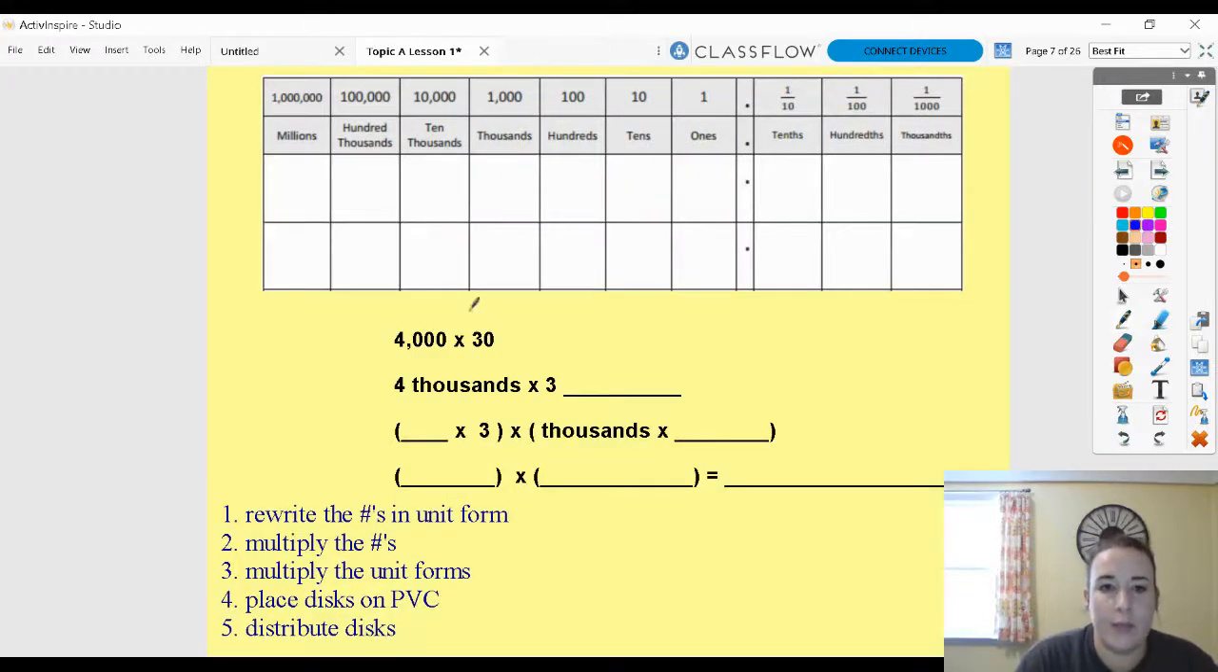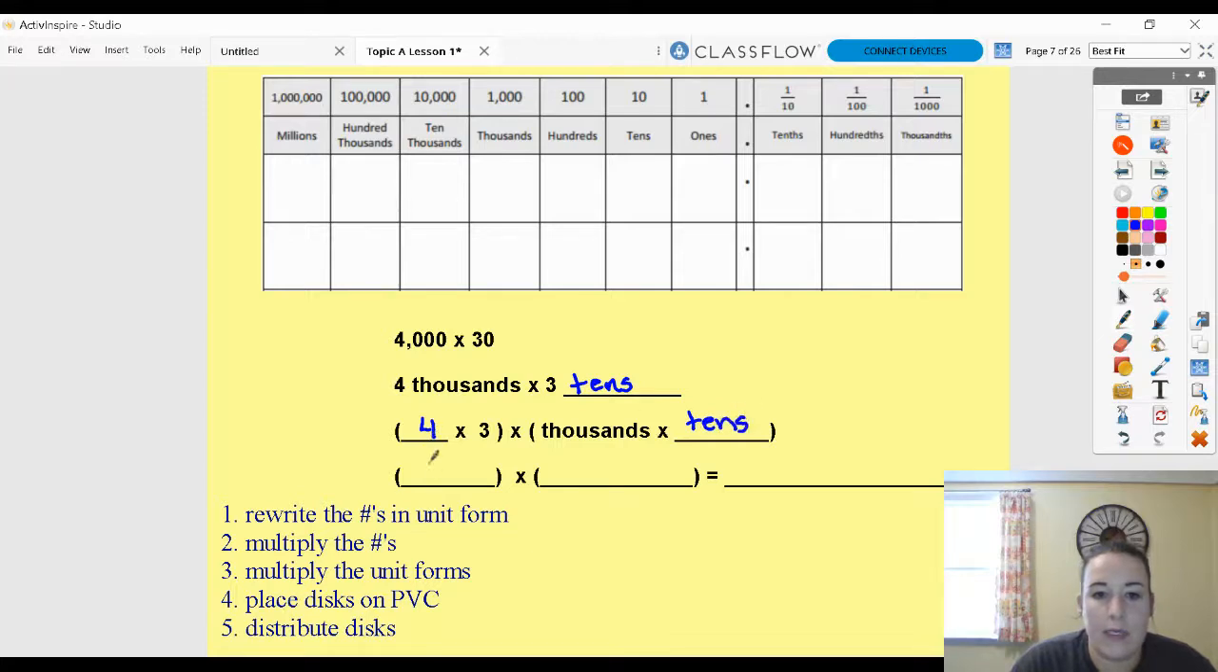So for our next concept problem, we have a little bit harder one, but it still has that 4 and that 3. So you should be able to do this one with me. We have our first step, which is rewriting the numbers in unit form. Well, they've done 4 thousands for us, so I want you to try 30. Okay, you should have had 3 tens. Then our next step is to multiply our numbers. So they have one of our numbers, 3, here, so that means the other number, which is 4, should go here. Then step 3 says to multiply our unit forms, which would be thousands times tens.